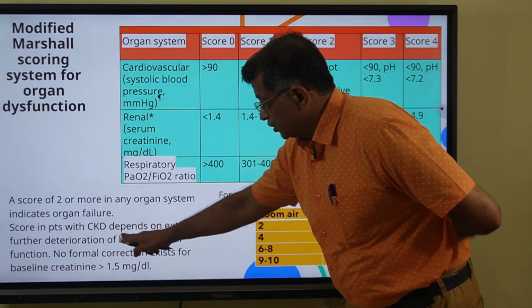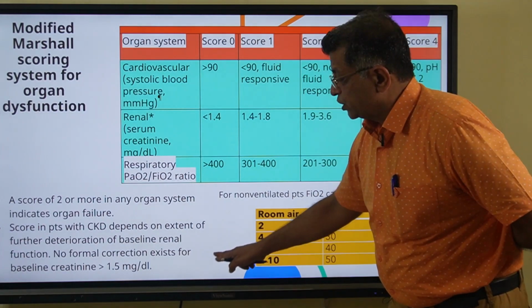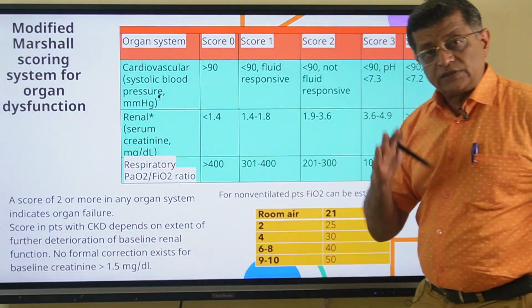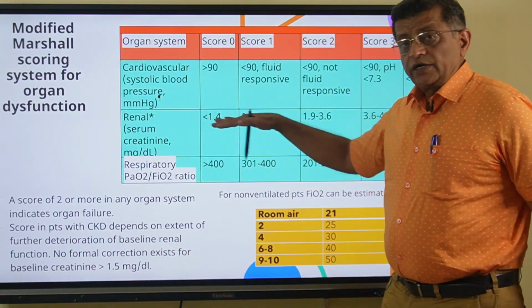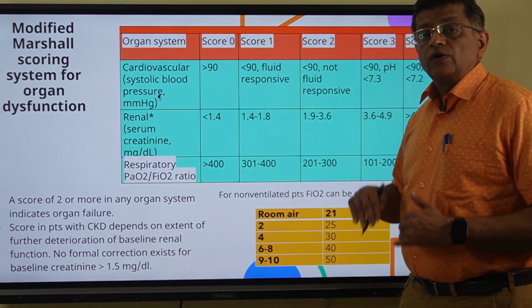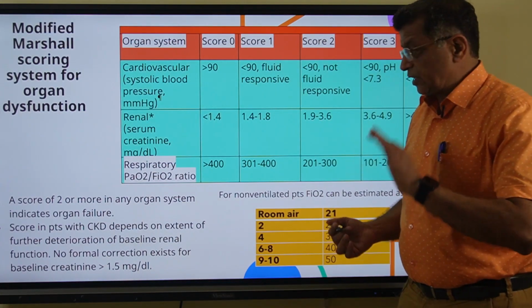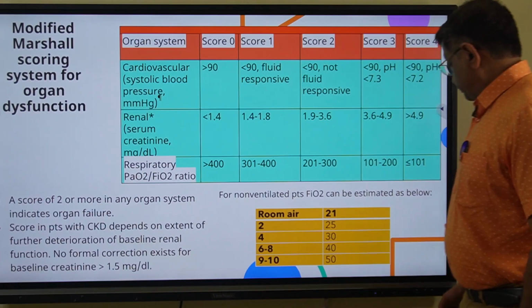Score in patients with CKD depends on the extent of further deterioration. If the patient already has CKD, then the creatinine will change. It will depend on the further deterioration from the baseline creatinine, right?